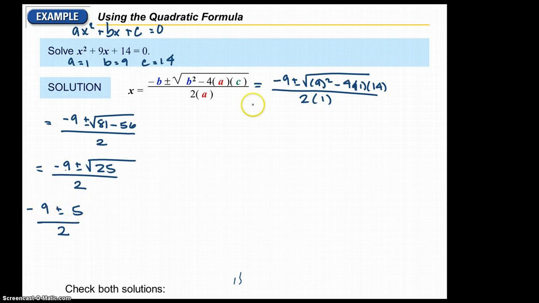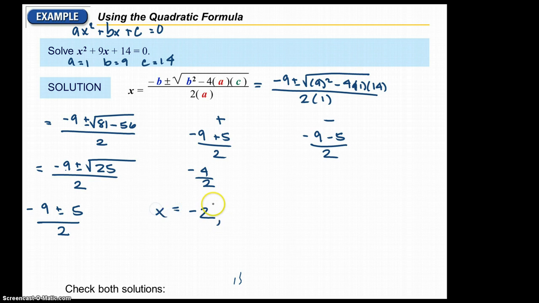So from here, you're going to get two answers, one for when you add 5 and one for when you subtract 5. So negative 9 plus 5 over 2 and negative 9 minus 5 over 2. Two different ones, two solutions. Negative 9 plus 5 is negative 4 over 2, which is negative 2. And this is negative 14 over 2, which is negative 7. This is not a coordinate. These are two different values for x when we solve.